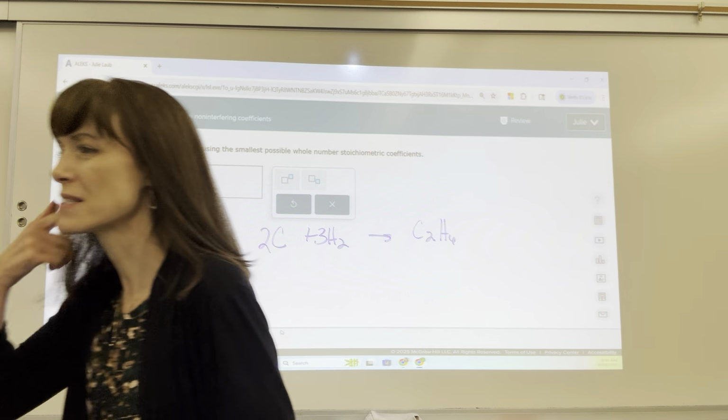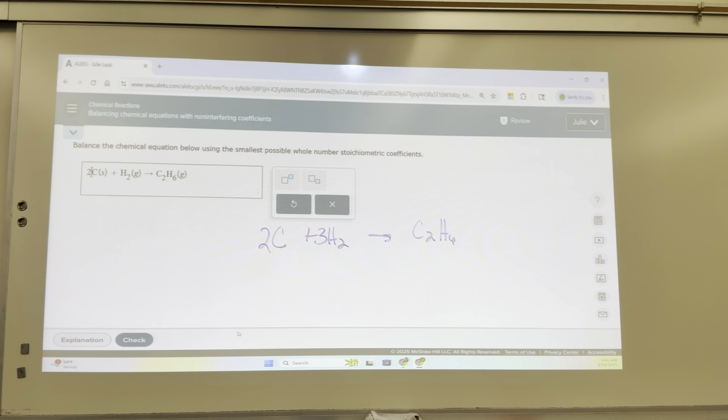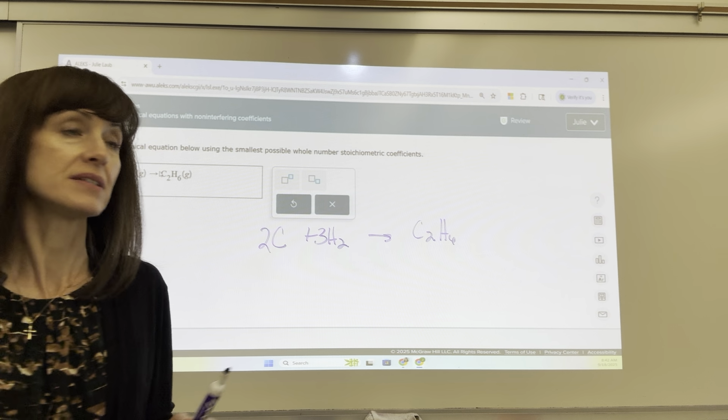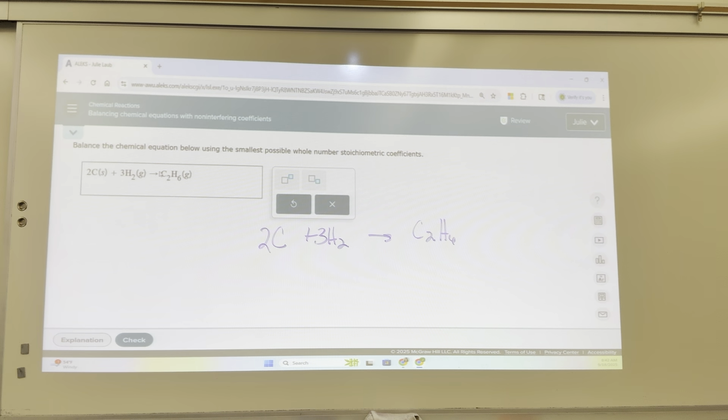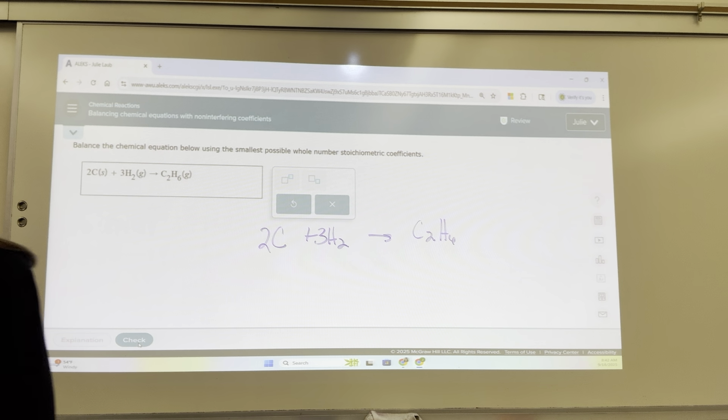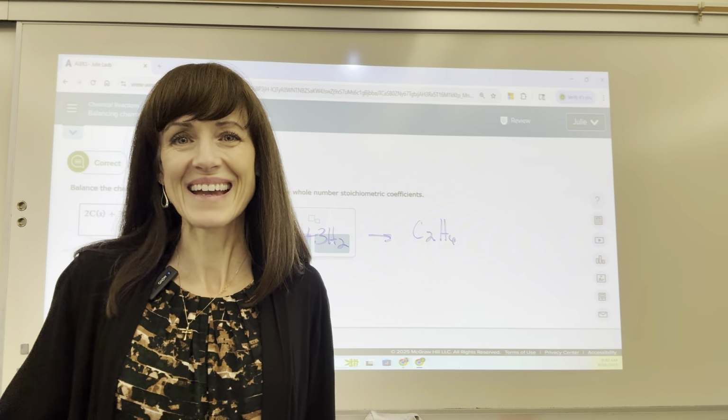So let's go ahead and type this in. I'll put the 2 in front of the carbon, the 3 in front of the hydrogen, and then the 1 on the C2H6, I can leave that. It's understood to be a 1 if you leave it. Let's go ahead and check it. Hooray, there it is.